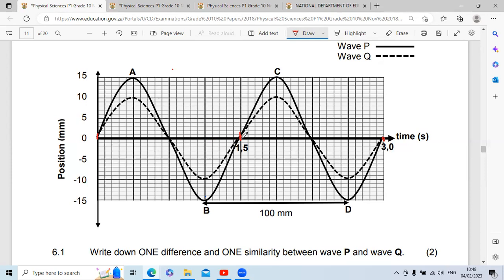Do you understand it? Because a wave is basically when it goes up, down into the negative, and back up. This is a complete wave from here to there. So that means our periods are equal, and our wavelengths are equal.